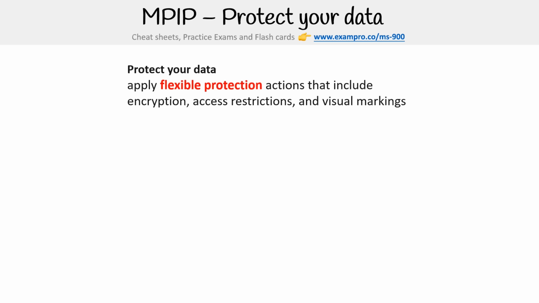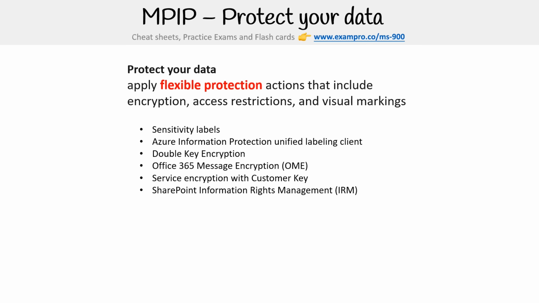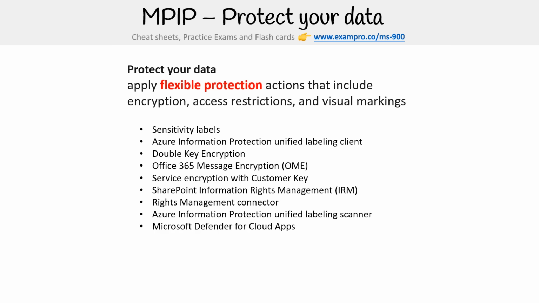The second part is protect your data. Apply flexible protection actions that include encryption, access restrictions, and visual markings. So you have sensitivity labels, Azure Information Protection Unified Labeling Client, Double Key Encryption, Office 365 Message Encryption, Service Encryption with Customer Key, SharePoint Information Rights Management Connector, Azure Information Protection Unified Labeling Scanner, Microsoft Defender for Cloud Apps, and Microsoft Information Protection SDK.